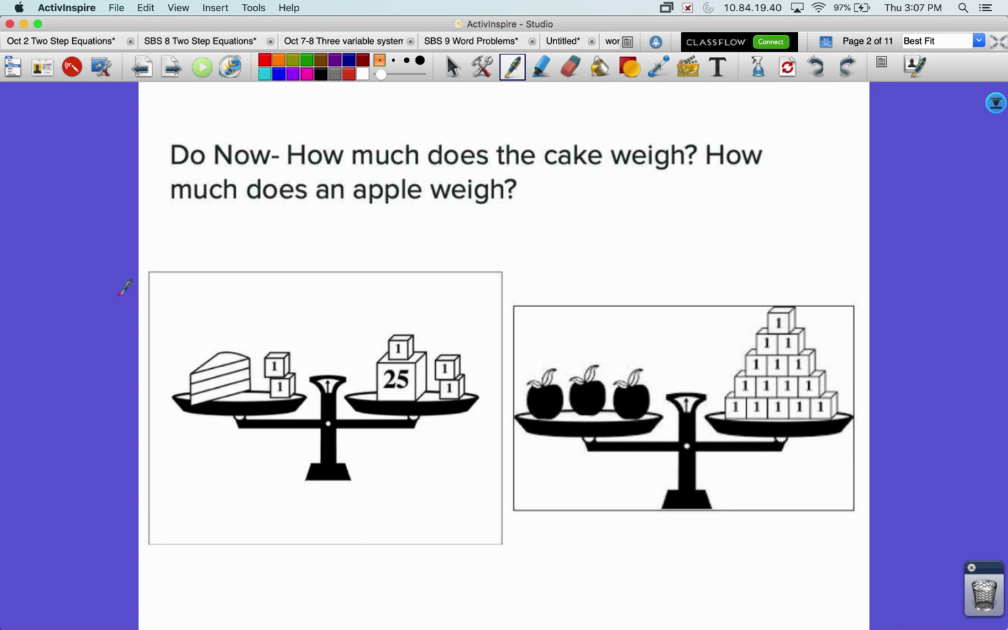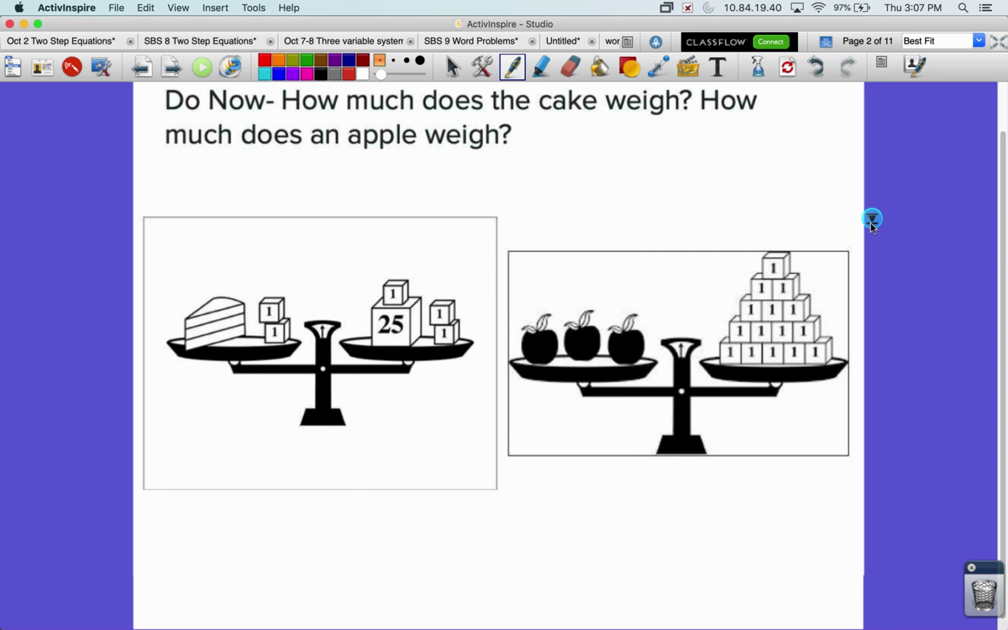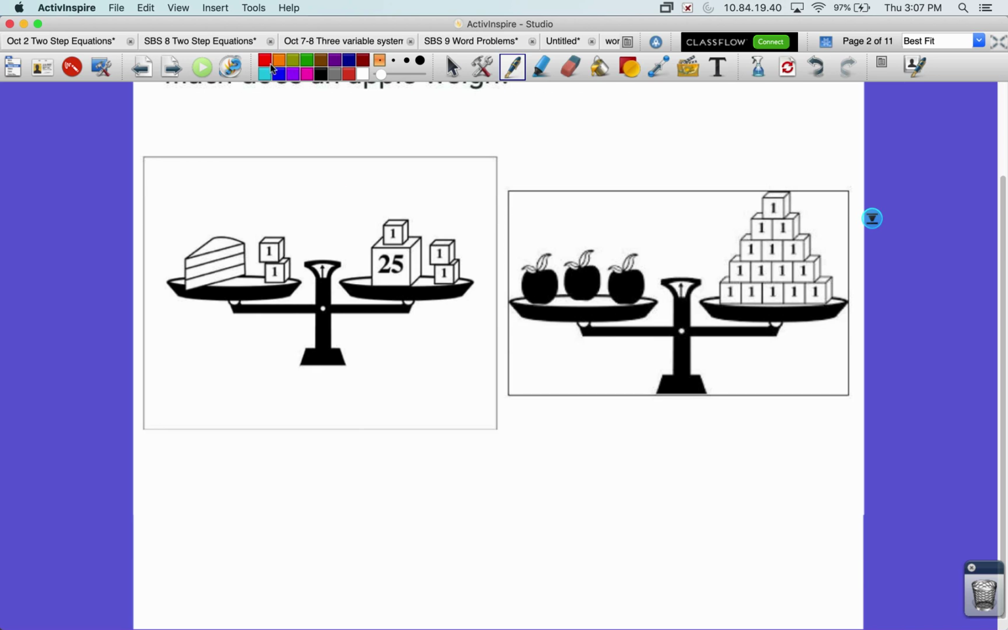So in these pictures below, you do not have to redraw the pictures, but I want you to try to write an equation for each of them to figure out how much the cake weighs and how much an apple weighs. So first off, I need a variable to represent the weight of the cake. I'll pick C. What else is on the side with the cake?